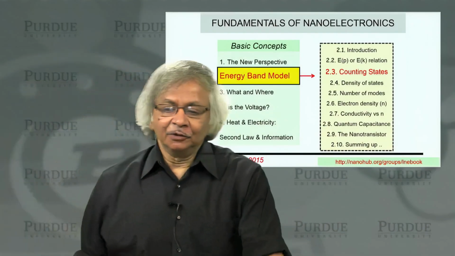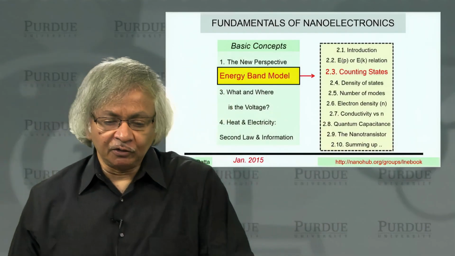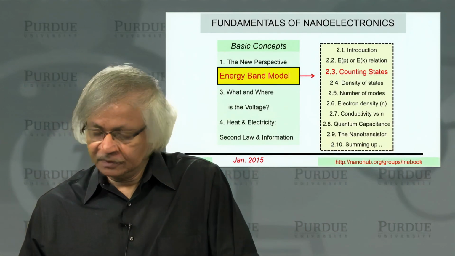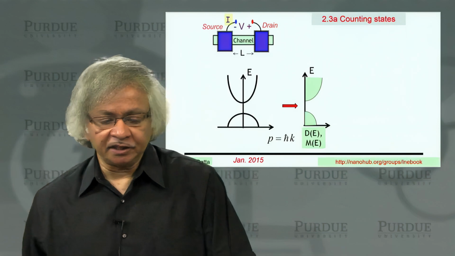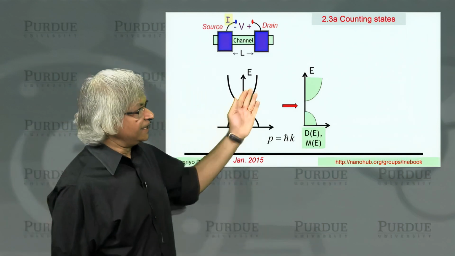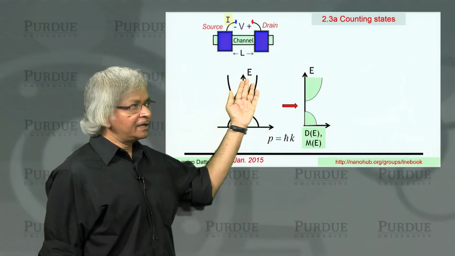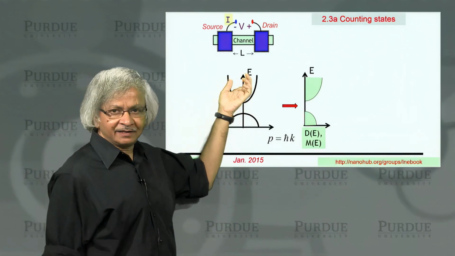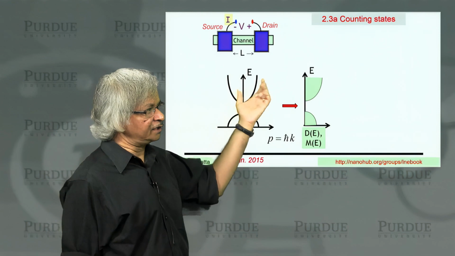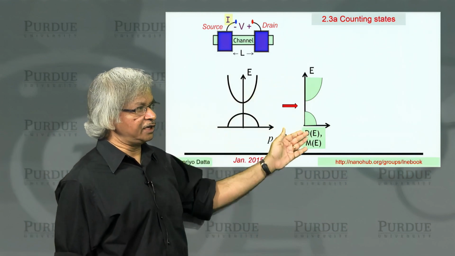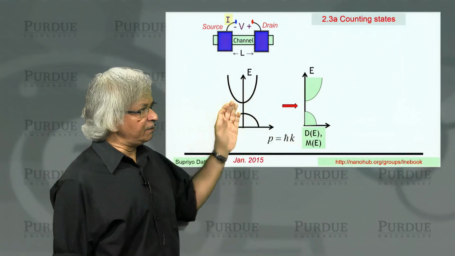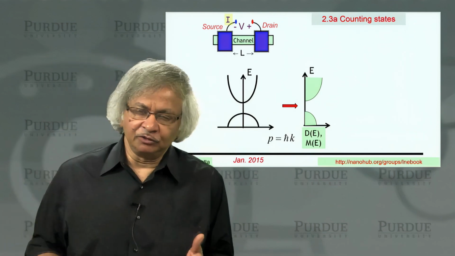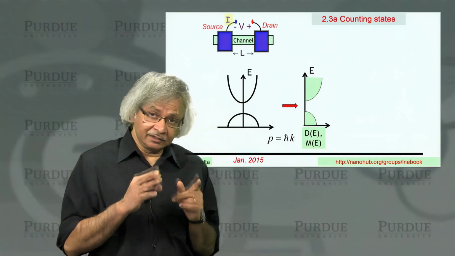Welcome back to unit 2 of our course, the energy band model. This is the third lecture. And what we did in our last lecture was we talked about this energy momentum relation. And what we want to do is translate a given energy momentum relation into a density of states or number of modes. An important step in the process is this idea of counting states.